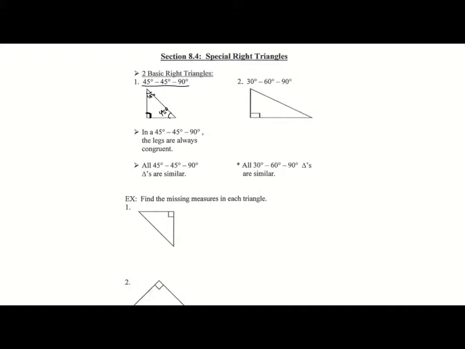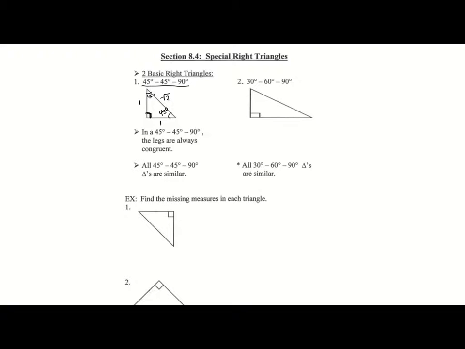And when we have a 45-45-90 degree triangle, the relationship of the sides here are always going to be the same. So our sides of this triangle, our A and B, are always going to be 1, and our C is always going to be the square root of 2.